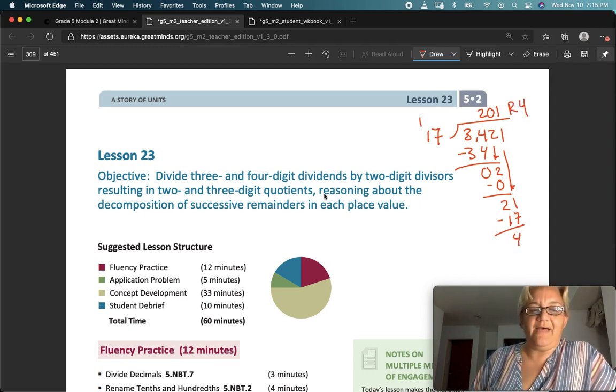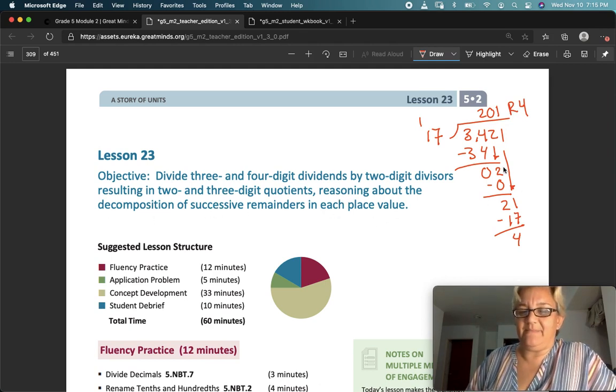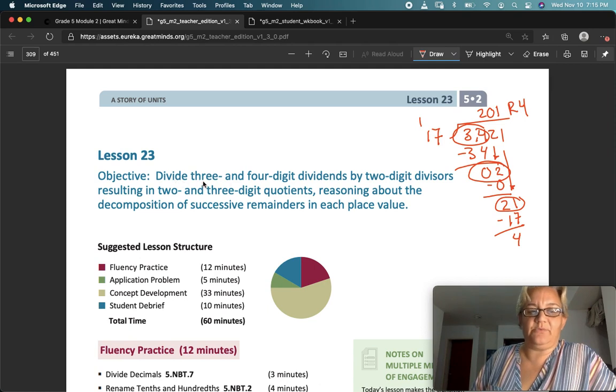Okay, so that means reasoning about the decomposition of successive remainders in each place value. That means we had to reason here, here, and here. 17 went into 34 2 times, 17 went into 2 0 times, and 17 went into 21 1 time. So 3- and 4-digit dividends, that's the dividend. 2-digit divisors, that's the divisor, resulting in 2- and 3-digit quotients. Here's the quotient. And reasoning about the decomposition of successive remainders, so this is a successive remainder.